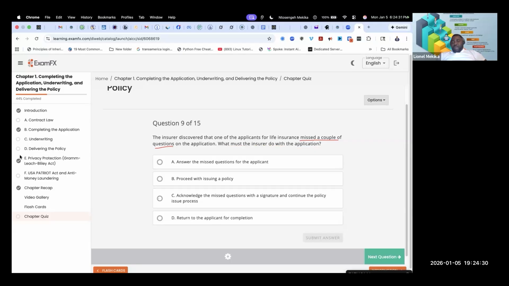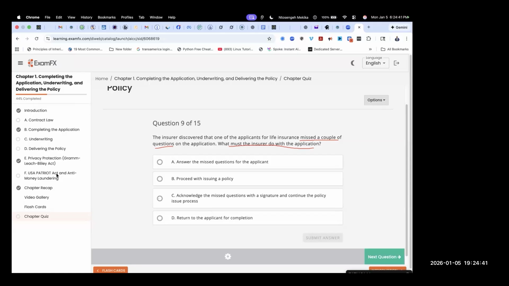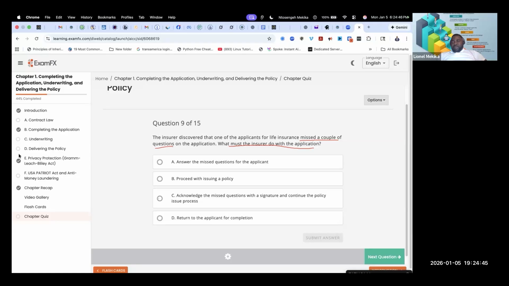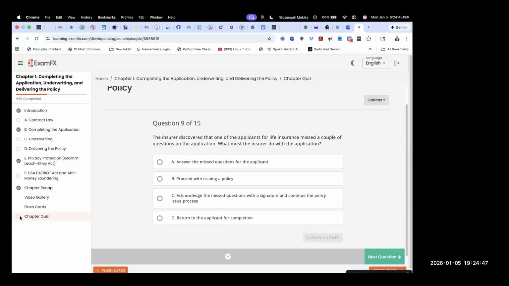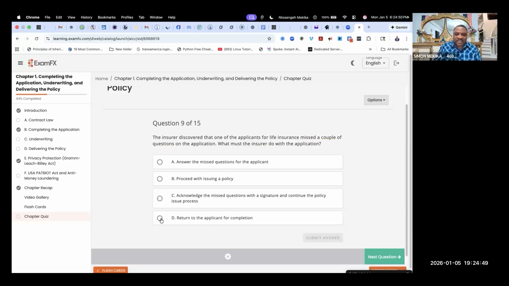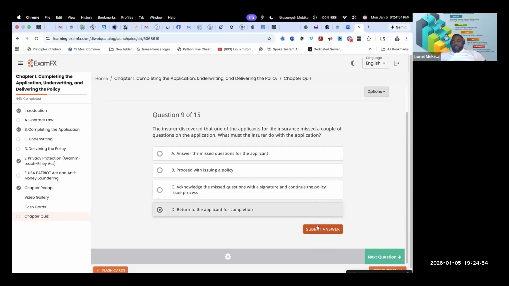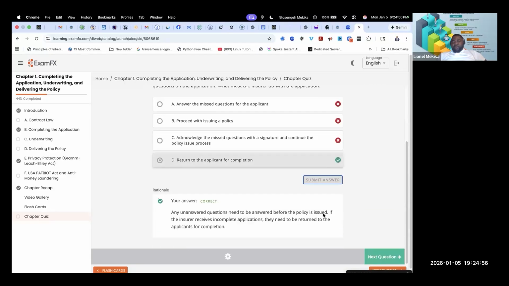A, answer the missed questions for the applicant. B, proceed with issuing the policy. C, acknowledge the missed questions with a signature and continue the policy issue process. D, return to the applicant for completion. The answer is there for itself. It's D. I like your unanimity. Everybody is unanimous, it's D. Is that correct? Correct for me.